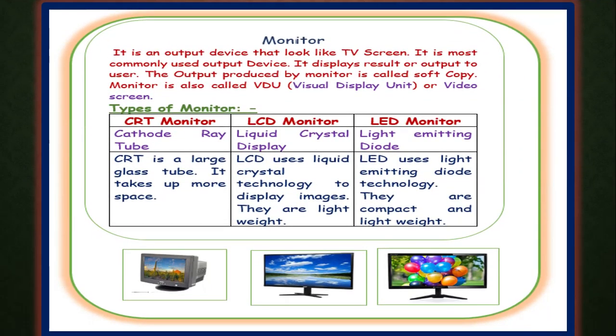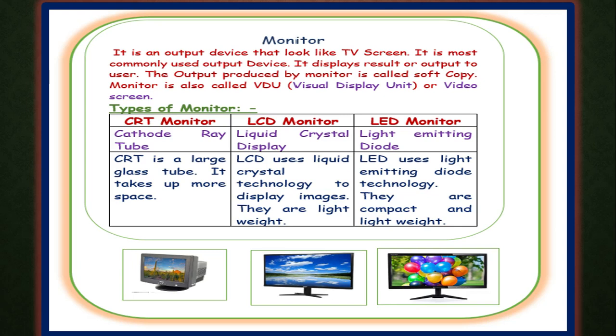First is monitor. It is an output device that looks like a TV screen. It is the most commonly used output device. It displays results or output to the user. The output produced by a monitor is called soft copy. Monitor is also called VDU. VDU means visual display unit. Note down this full form in your copies. VDU means visual display unit or video screen.